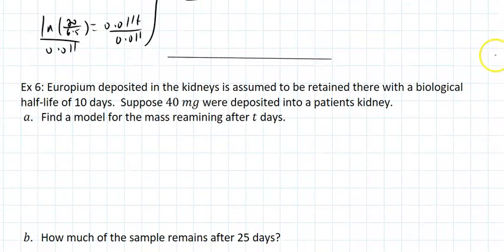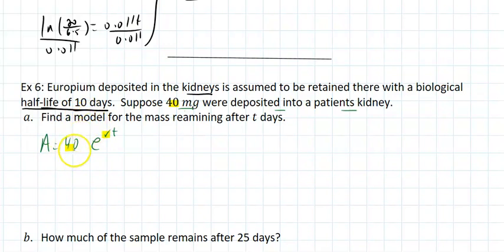Here's another problem. A europium deposit in the kidney is assumed to be retained there with a biological half-life of 10 days. So half of this substance dies every 10 days. When they give it to you in the kidney, the hope is that it gets out of there as quickly as possible. Suppose 40 milligrams were deposited into a patient's kidney. Find the model. Well, we're going to use A equals the initial amount, 40, e to the rt. Now they gave me the initial amount, that's very good. I still have to find r, and that's how I'm going to use this information.